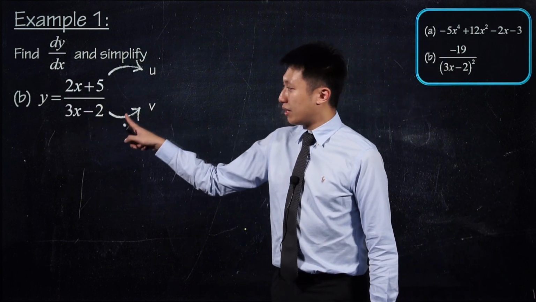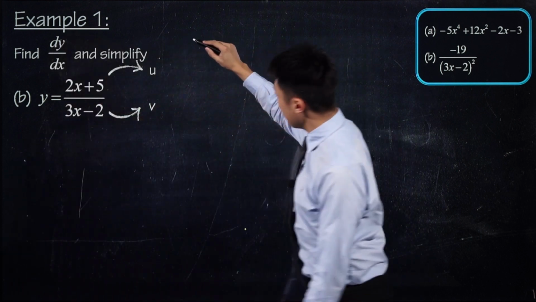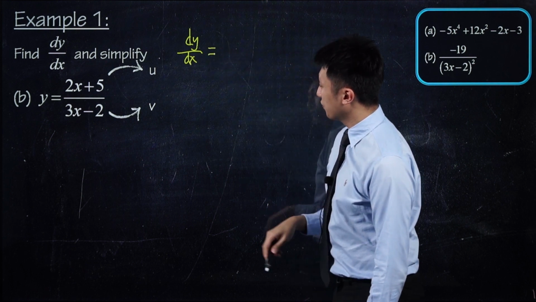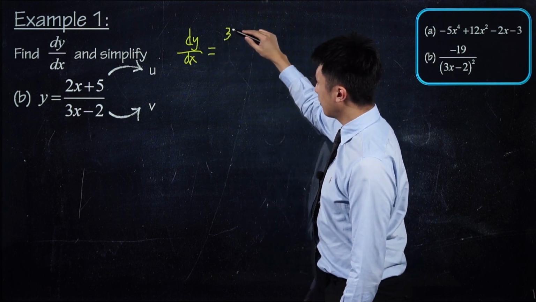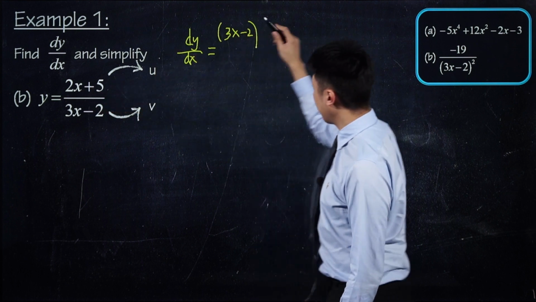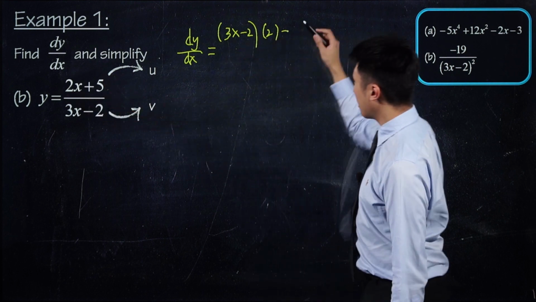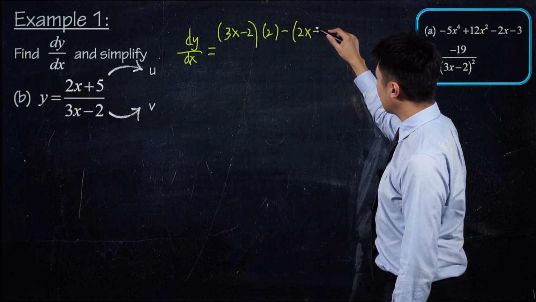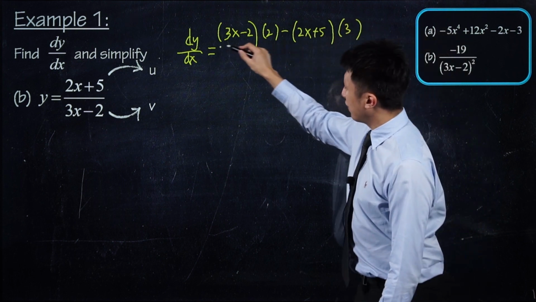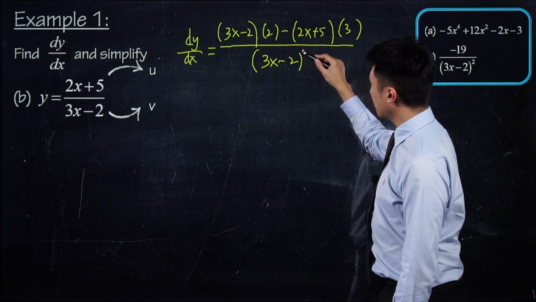u is this one, v is this one. So here I will write it here maybe. dy/dx is equal to vu' (3x minus 2), then differentiate u, it gives me 2, minus top differentiate bottom: 2x plus 5, then differentiate bottom, it gives me 3, then divided by (3x minus 2) the whole thing squared.